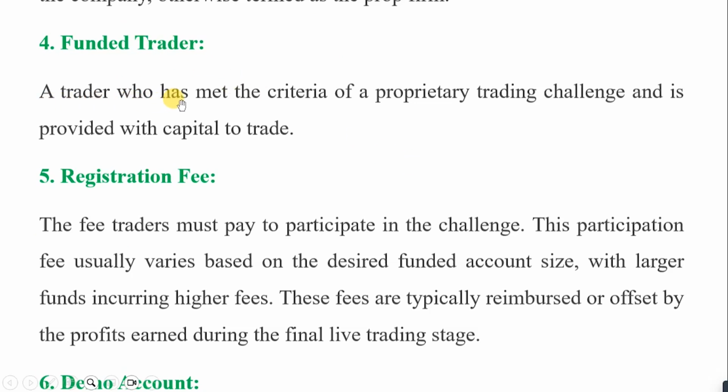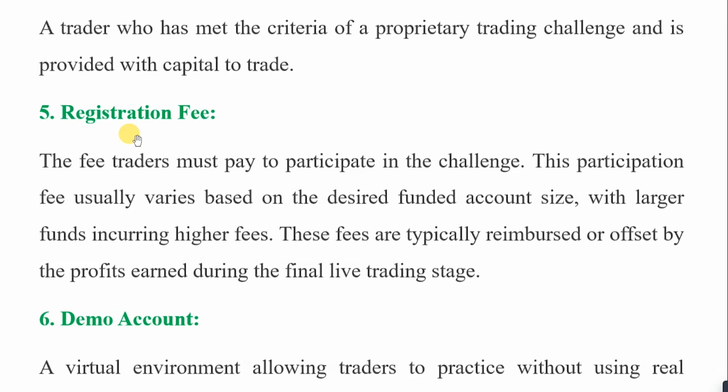That is a trader who has met the criteria of a proprietary trading challenge and is provided with capital to trade. So when you pass the first challenge and you pass the second challenge, then you will be provided with a fund to start trading for the prop firm.